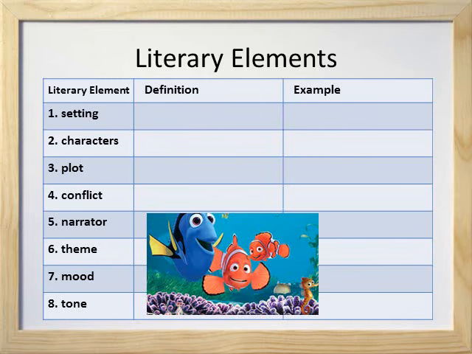In this video, we're going to learn about 8 literary elements: setting, characters, plot, conflict, narrator, theme, mood, and tone. I'm going to give you a definition and an example of each literary element from the movie and book Finding Nemo. The main goal for this video is to give you a basic introduction to each one and help you identify the literary elements within a story. Each literary element has many details and some complex information, but in this video, we're covering just the basics to introduce you to each one.